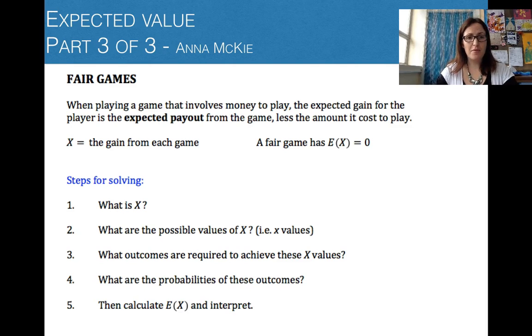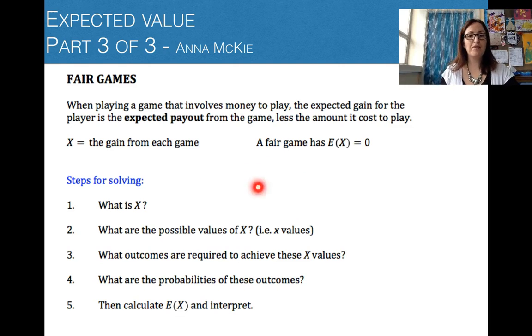So, fair games. When playing a game that involves money to play, the expected gain for the player is the expected payout from that game, less the amount it costs to play. This will make sense when we put it into practice. We usually let capital letter X represent the gain from each game, how much we're getting, earning. And bearing in mind that a fair game will have that expected value equaling 0.